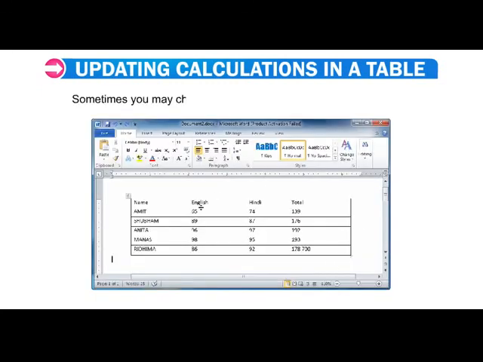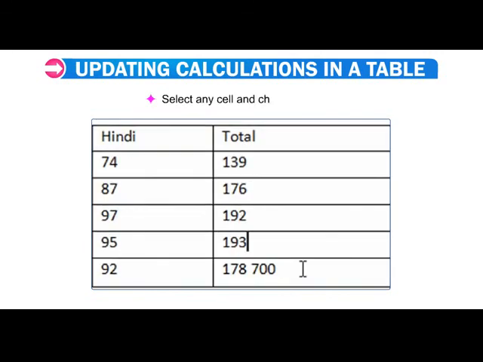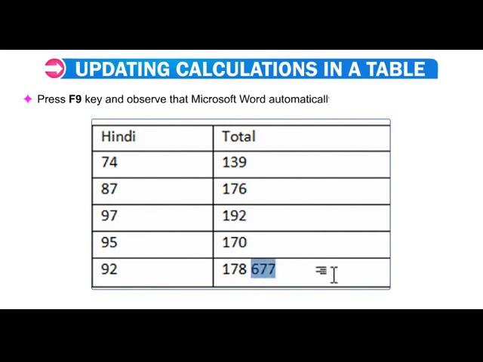Sometimes you may change the data or add any new data in a table. Word provides the facility to update the changes. To update the total sum in a table, select any cell and change its data. Now select the data of the cell where the total sum is displayed. Press F9 key and observe that Microsoft Word automatically updated the calculations.